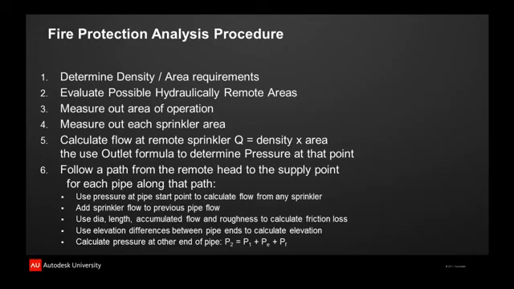We would also include any elevation differences between the pipe ends to calculate that elevation pressure requirement. And then we would be able to calculate the pressure at the other end of that pipe by simply summing the pressure at the beginning end plus the elevation pressure plus the friction loss to give us the pressure at the next end of the pipe. We would then subsequently follow to the next pipe, basically using that same procedure in step 6 over and over and over until we got back to the supply point, where we would then know the total pressure and the total flow exactly that it would take to operate all of those sprinklers in that remote area.